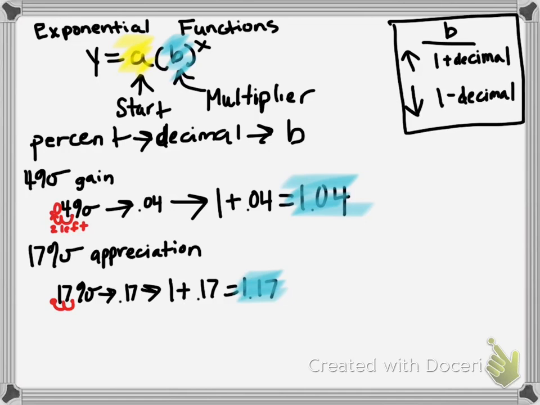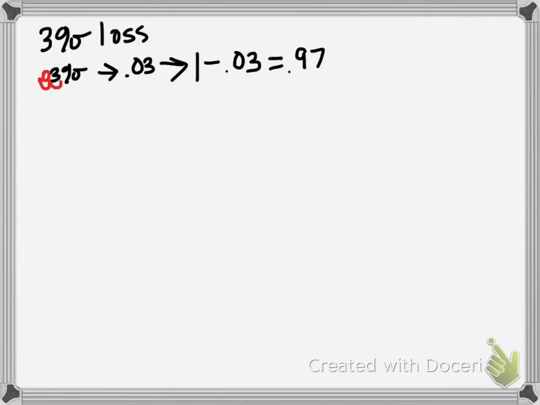So that's really important. And it makes sense as long as you can remember that you have to do this. The 1 part is there both times because you're always starting with 100% of what you have. But you're adding if it's an appreciation or a gain, and you're subtracting if it's a loss or a depreciation. Okay, so this is our B value.